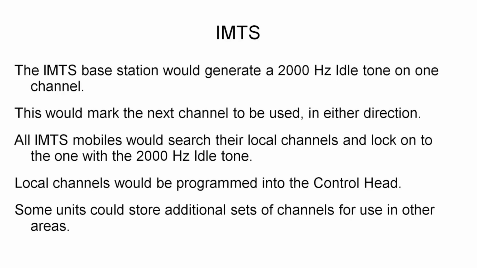The IMTS base station would generate a 2,000 hertz idle tone on one channel. That would mark the next channel to be used in either direction. All IMTS mobiles would search their local channels and lock onto the one with the 2,000 hertz idle tone. Your local channels would have to be programmed into your control head. If you drove to another city, you'd have to reprogram your channels again, although some units could store the additional sets of channels for use in other areas.